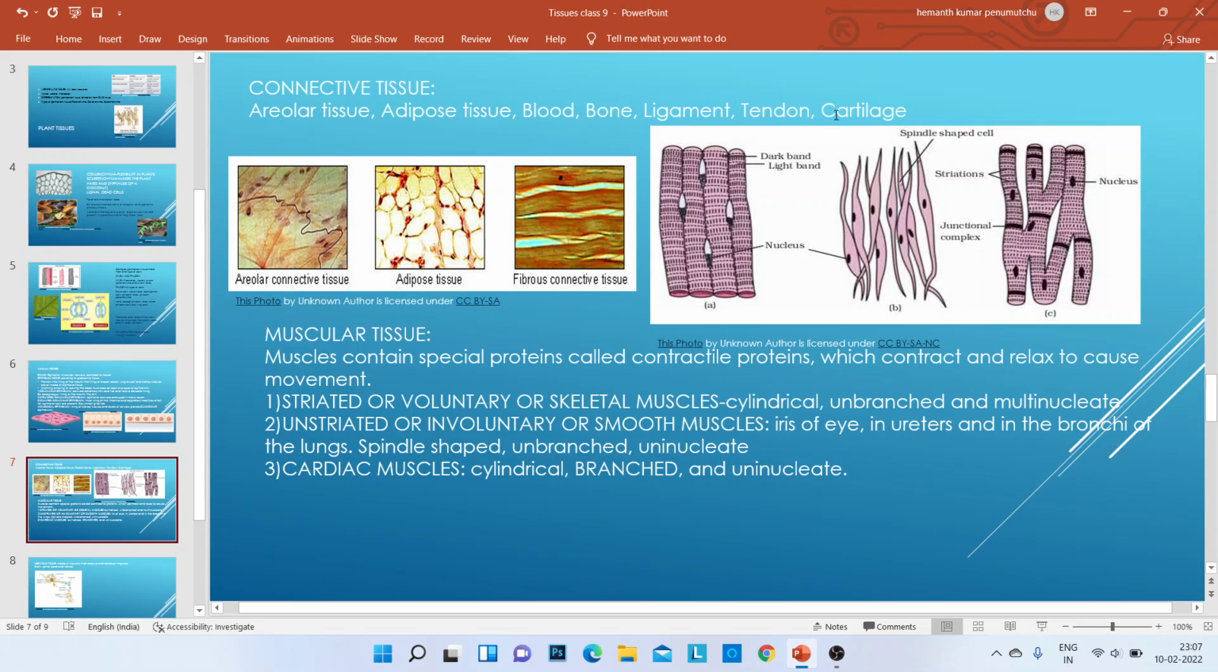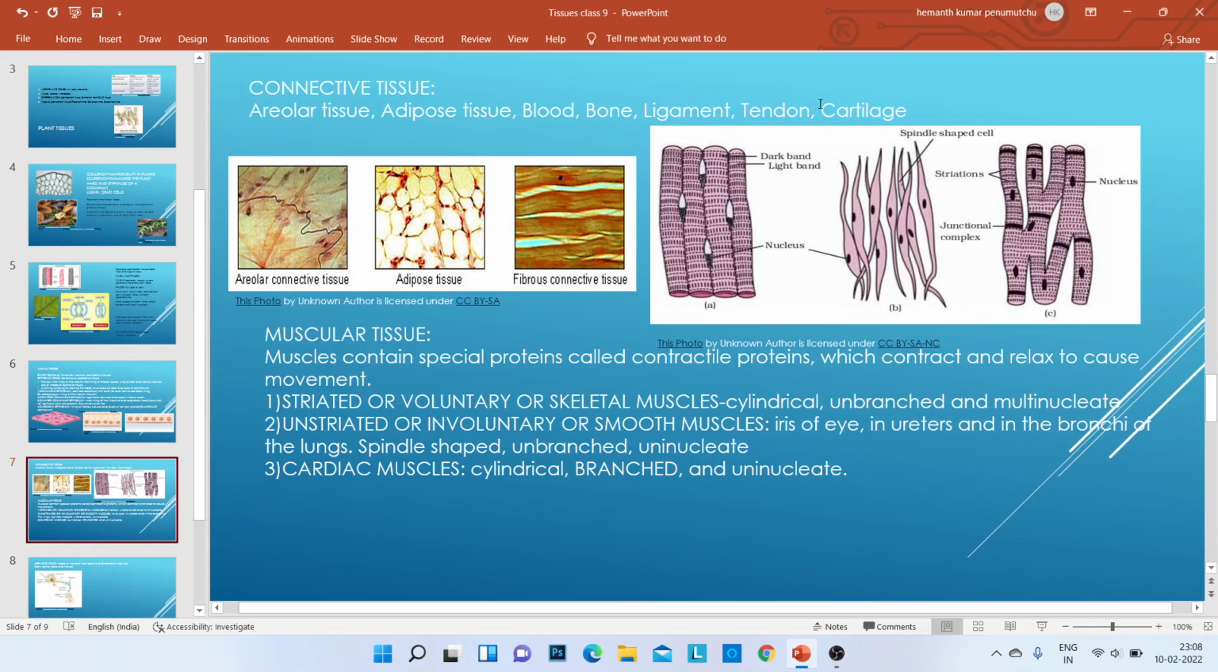And another one is cartilage. Cartilage is also a connective tissue, and it has widely spaced cells. The difference between bone and cartilage is that bone can't be bent, but cartilage can be bent, can be folded, like the cartilage present in ear, nose, etc.